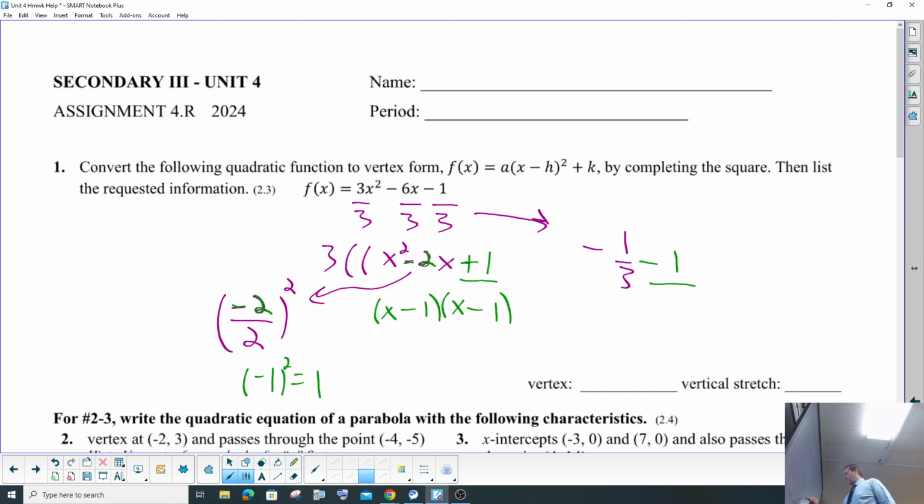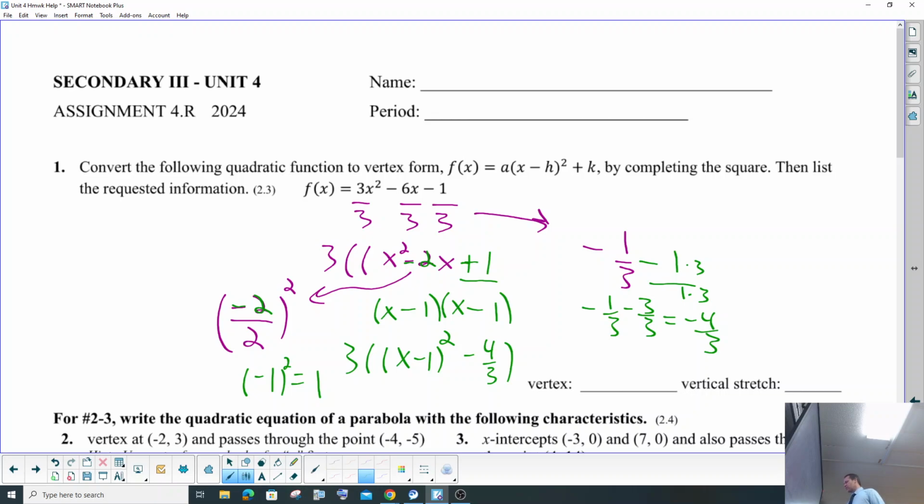So then we're left with 3 parenthesis parenthesis x minus 1 all squared. There's 2 of them. And then we have a negative 1 and a negative 1/3, which is going to be the same as negative 3 over 3, because 1 is the same as 3 over 3. You times it by the fraction to the top and bottom. So we get negative 1 and 3, so we get negative 4/3.